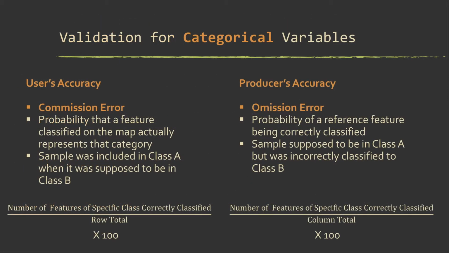Okay, so basically for user's accuracy, using our standard setup, it's going to be the correct samples for the class divided by the row total. And then for producer's accuracy, it's going to be the correct samples divided by the column total.